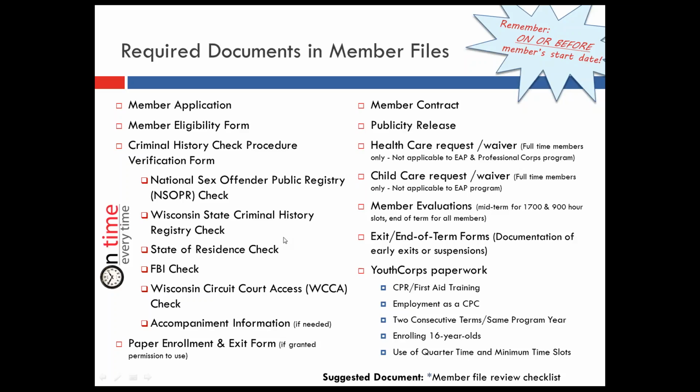Okay. Paper enrollment and exit forms, if you were granted permission to use them, would need to be in your member files. A signed and dated member contract by the participant and the program. Again, these need to be signed on or before the member's start date. A publicity release that's signed and dated and includes your program, Serve Wisconsin, and the corporation.